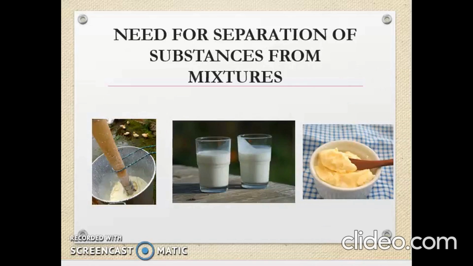Need for the separation of substances from the mixture. The components of a mixture are to be separated for one reason or another. First, to obtain two different but useful components of the mixture, such as butter and buttermilk, which are useful components separated from milk by churning.